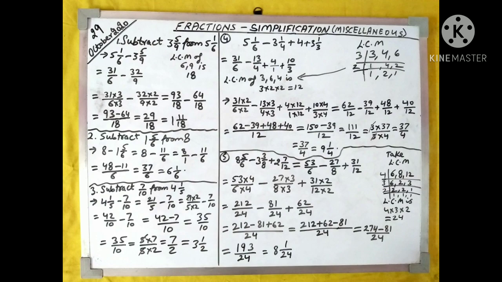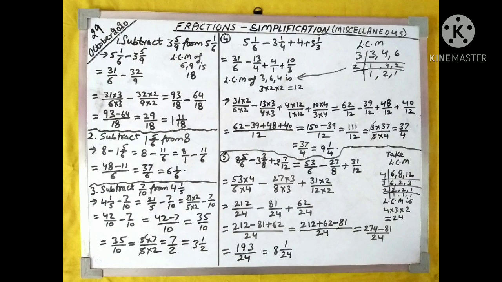See the next one. 5 1 by 6 minus 3 1 by 4 plus 4 plus 3 1 by 3. So we simplify them, 31 by 6 minus 13 by 4 plus 4 by 1 plus 10 by 3. So we take the LCM of 3, 4, 6, which comes out to be 12. So finally we get the answer as 37 by 4, which can be written as 9 1 by 4. Be careful about the signs of subtraction and addition. Now see the last one.